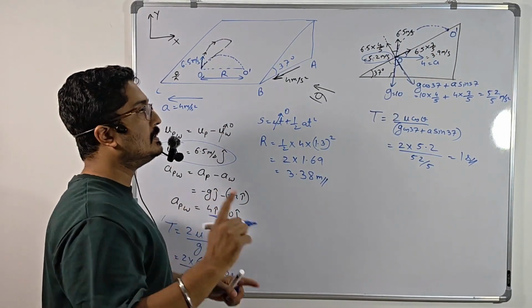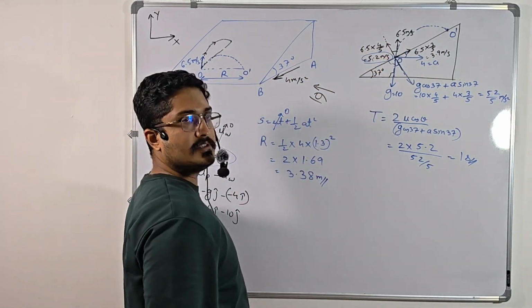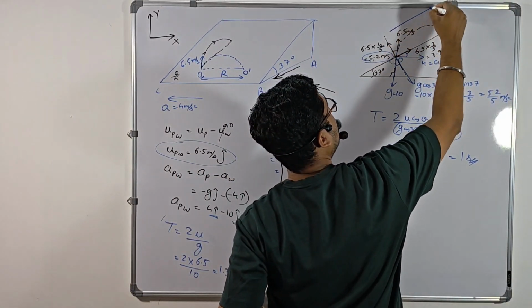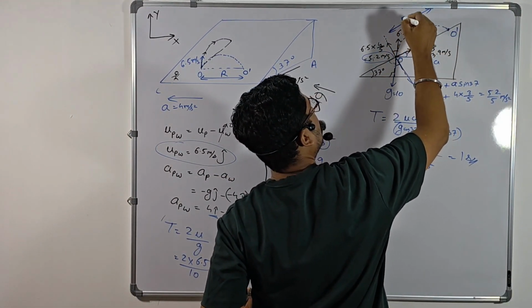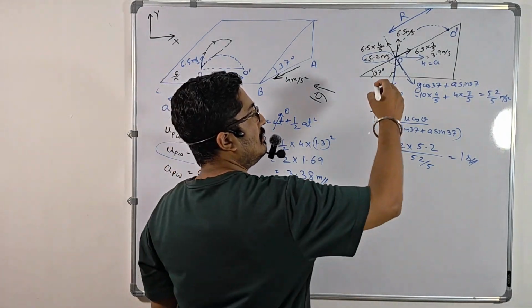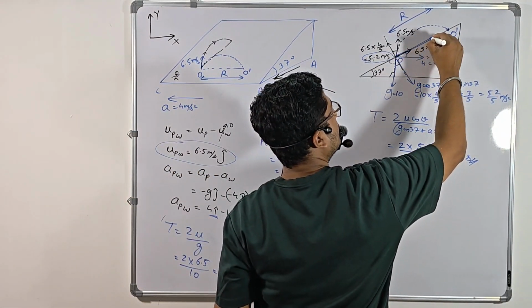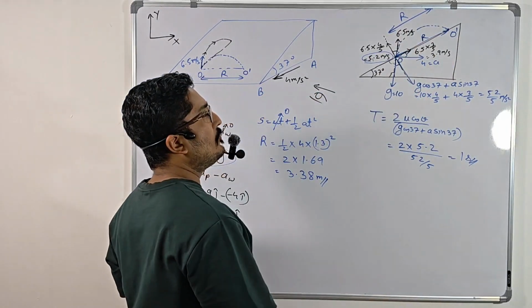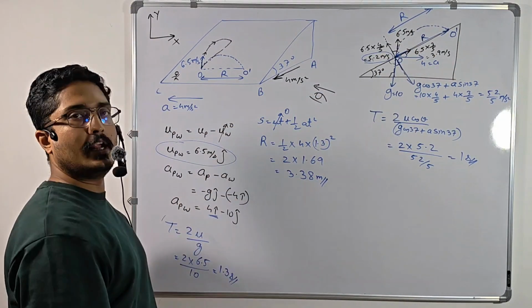Now time I know, using the time I'll be able to find out the range. What is the range in my diagram? Isn't this the range? This distance is basically the range. This is the distance, this is the range. But it will be difficult for me to find the range along the inclined plane.